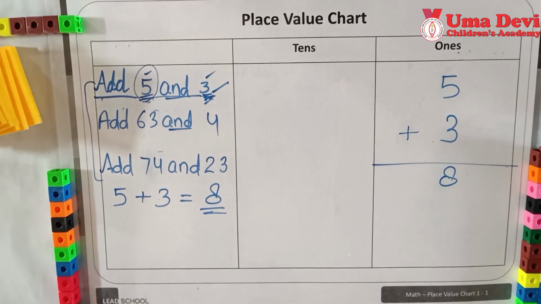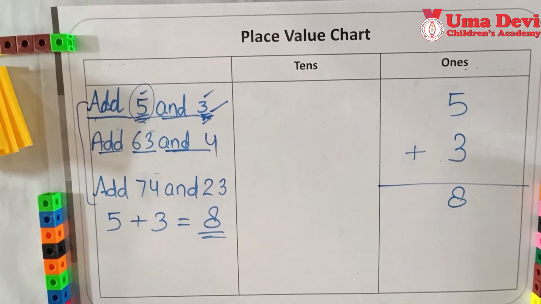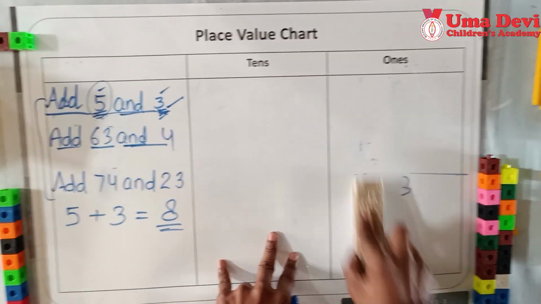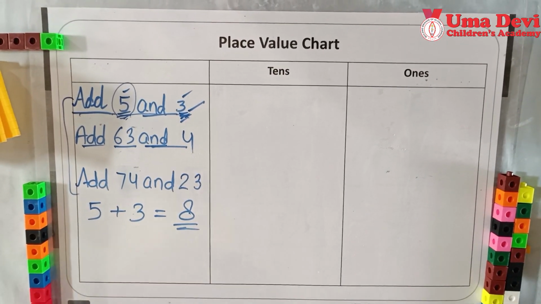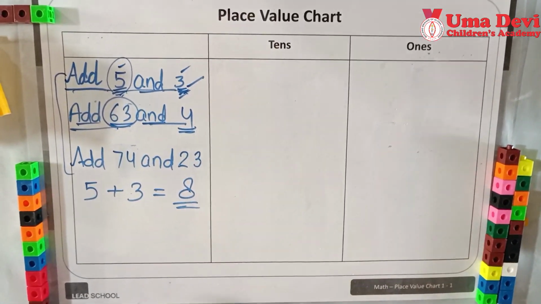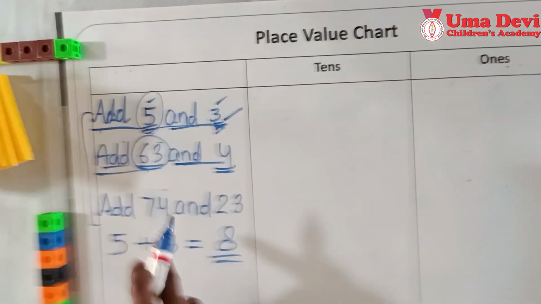Look at the next question. Next question is that add 63 and 4. So I am arranging this number. So look at this question, this is a 2-digit number and this is a 1-digit number, and we will put the bigger number at the top.